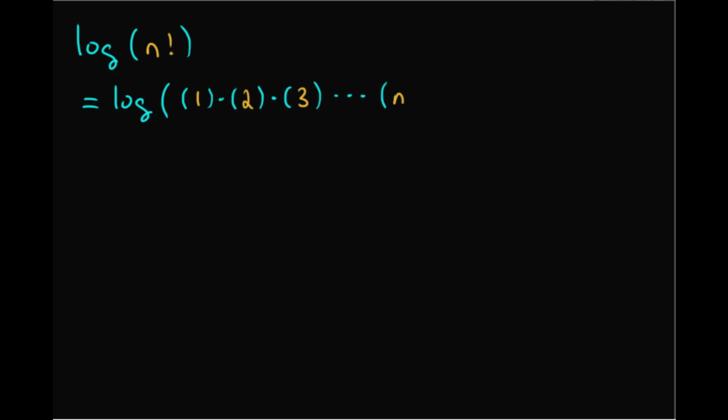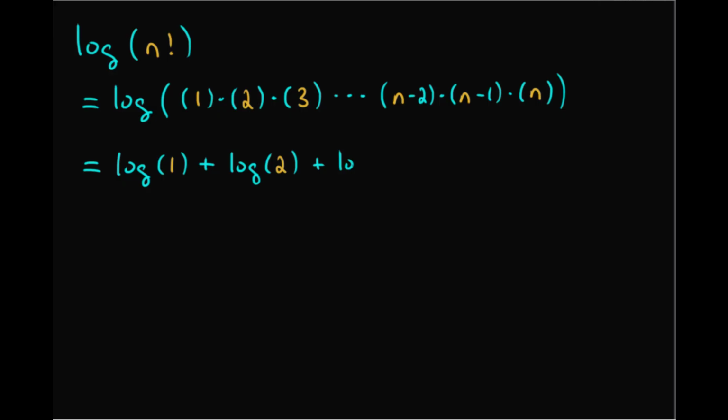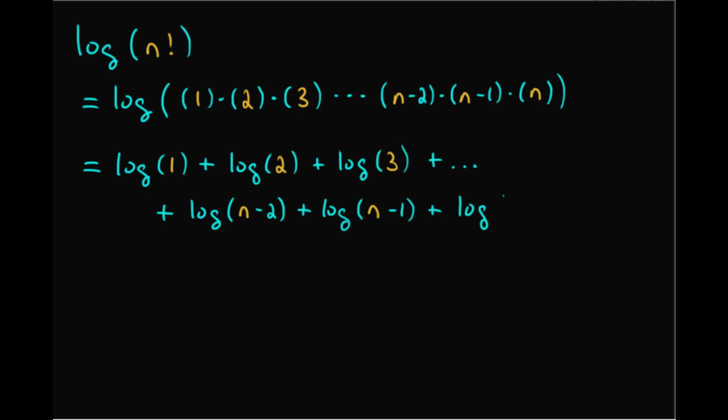Explicitly, what we're doing here is taking the log of n factorial, which equals the log of 1 times 2 times 3 times dot dot dot times n minus 2 times n minus 1 times n, and then splitting that up into a sum of the logarithms of the individual terms in that product. So this equals the log of 1 plus the log of 2 plus the log of 3 plus dot dot dot plus the log of n minus 2 plus the log of n minus 1 plus the log of n, which I can write more concisely as the sum from the index k equals 1 to n of log of k. Something really interesting is happening here.